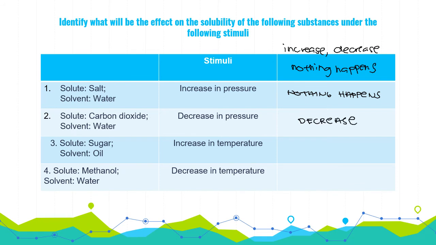How about for number three? We have a sugar oil pair. What will happen if we increase its temperature? Will our solubility increase, decrease, or nothing happens? For this question, the answer is nothing happens. Why? Because your sugar is a polar solute while your oil is a non-polar solvent.